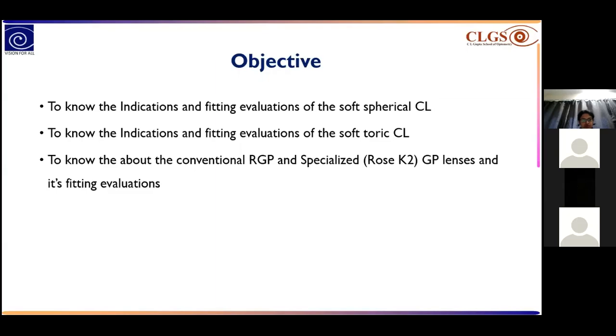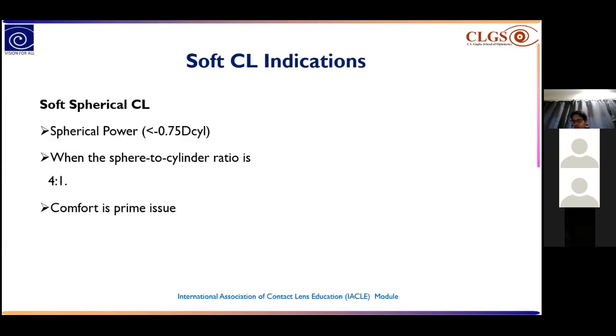As well as soft toric contact lens, and also to know about the conventional RGP and specialized Rose K RGP lenses and its fitting evaluation. So first I will start with the indication of the soft contact lenses.